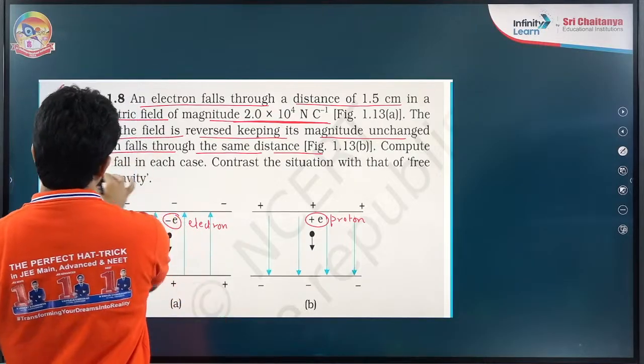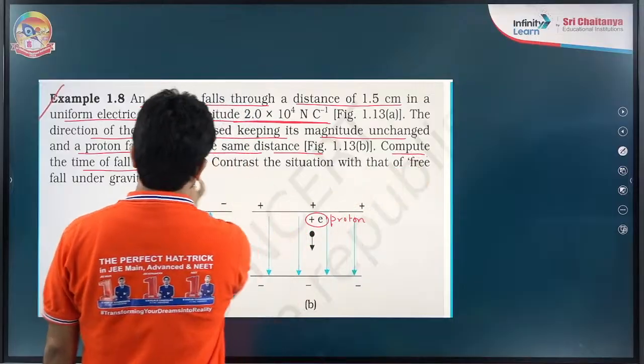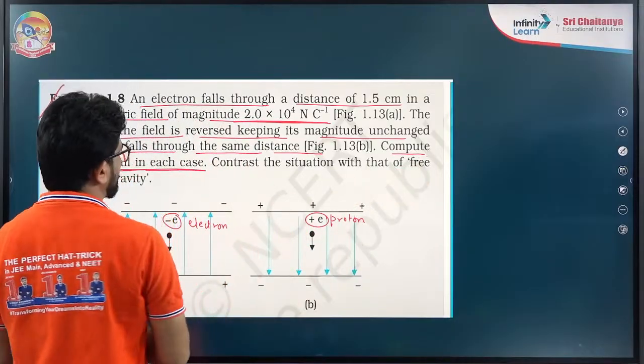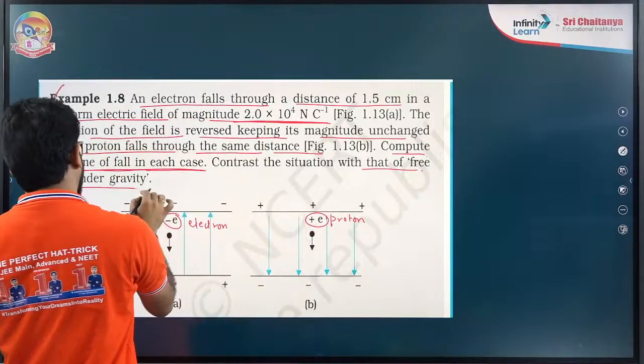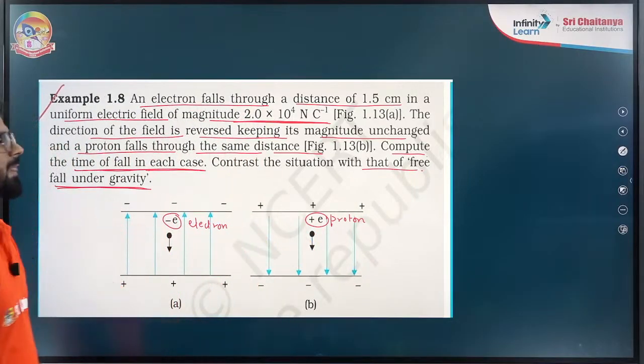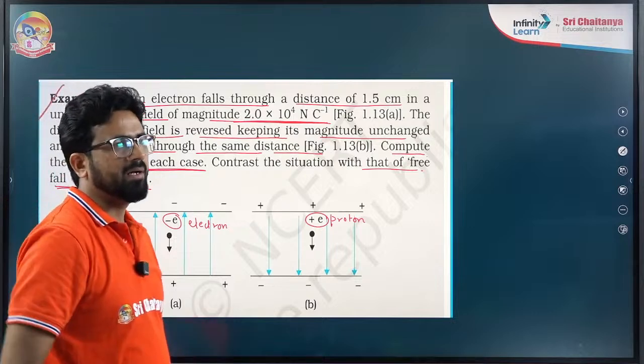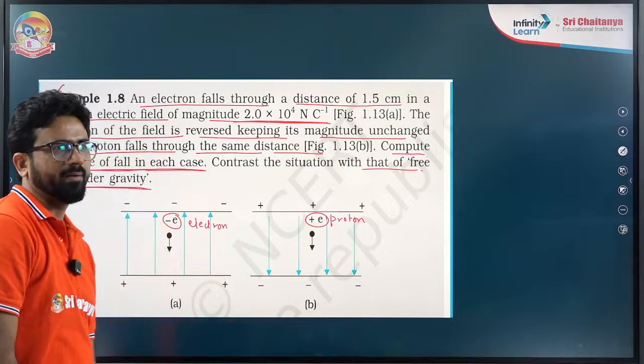Compute the time of fall in each case. Contrast the situation with that of free fall under gravity. How they are different from gravity, we have to put it.